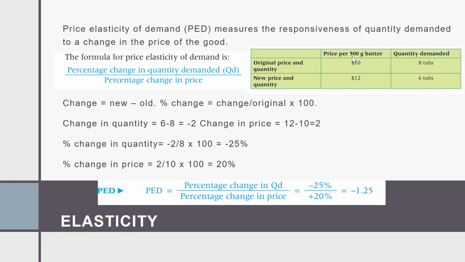We have butter. The price of butter used to be $10. When the price was $10, people were willing to buy 8 tubs of butter. Now, the price is $12. People are only willing to buy 6 tubs of butter.